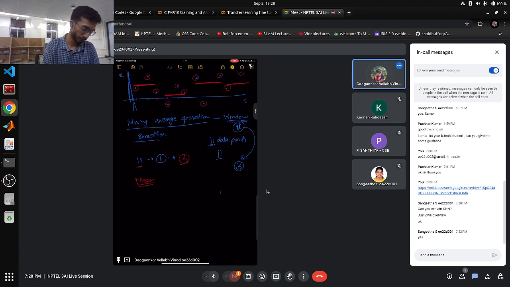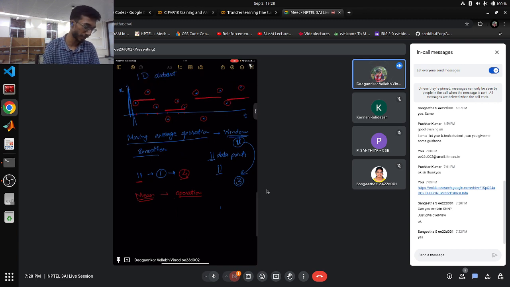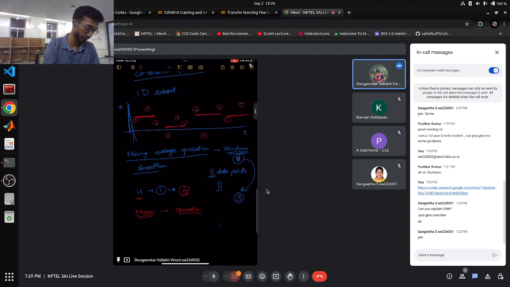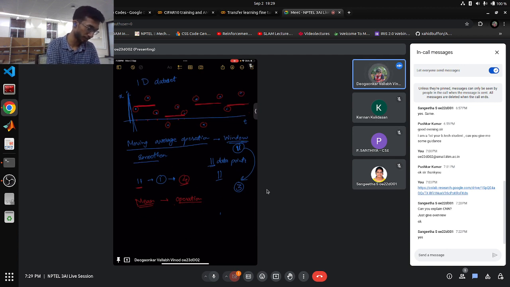Okay. So what operation is this mean taking process? It's basically you are multiplying each of these numbers, so each of these data points.